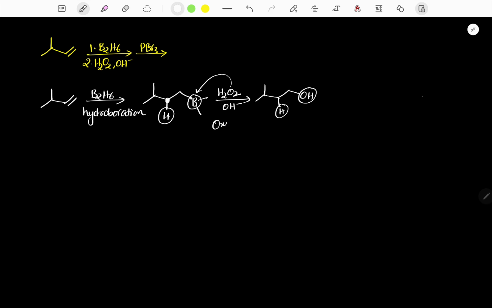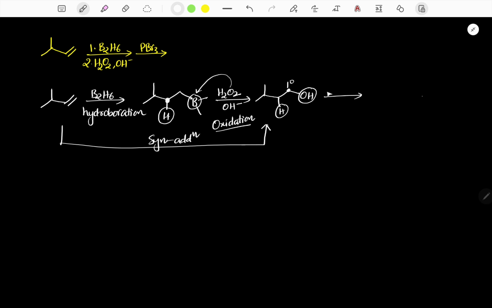This is known as oxidation. And the overall reaction, syn addition. That means both hydrogen and OH will be attached from the same side. It is a primary alcohol.